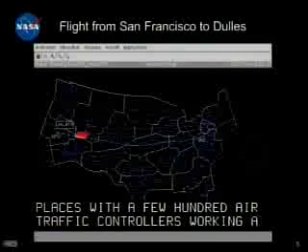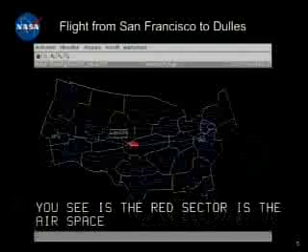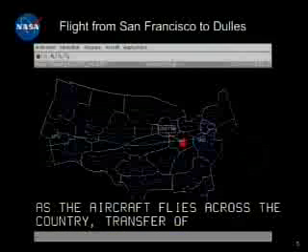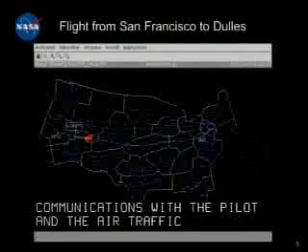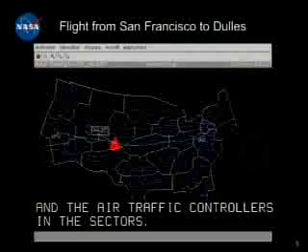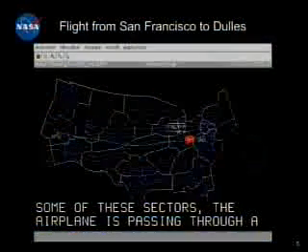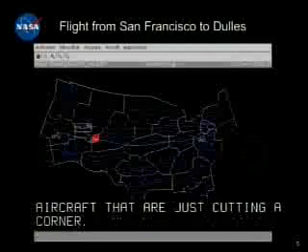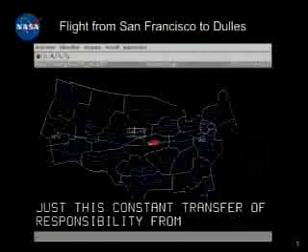So as an aircraft is flying, the red sector is the airspace sector that currently has control of the aircraft. As the aircraft flies across the country, transfer of control is effected through radio communications between the pilot and the air traffic controllers in the sectors. You can see a number of sectors, and you might notice that in some of them the aircraft is only passing through a little corner of the sector, and there are special procedures to handle aircraft that are just cutting a corner. So the idea is that there's constant transfer of responsibility from one sector controller to the next as the aircraft flies.